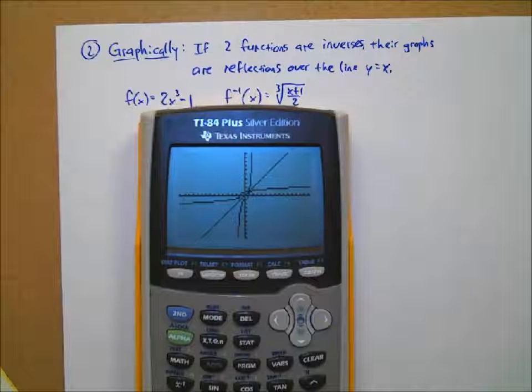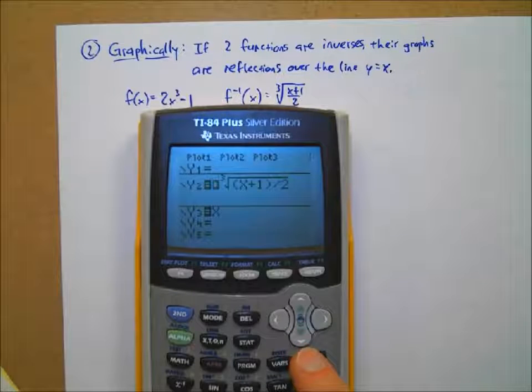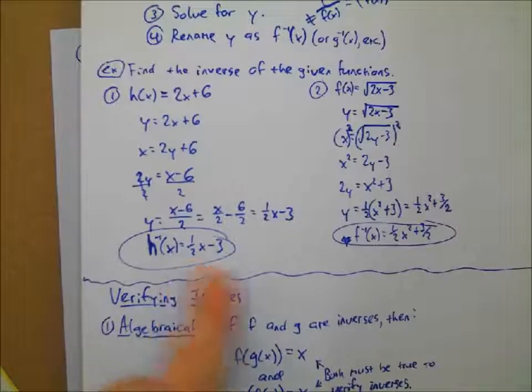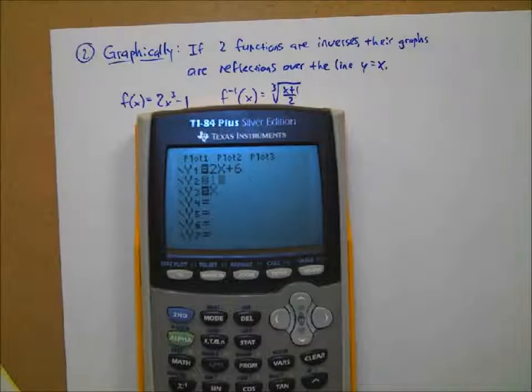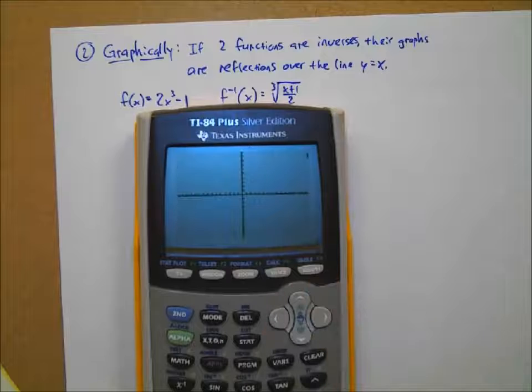We could do the same thing with the lines that we calculated back in the first part of our notes, where we talked about the line 2x plus 6 and the line 1/2 x minus 3. Let me do it this way. There's the one line, there's its inverse, and there's the line y equals x. And again, you can easily see that reflection right there, right?